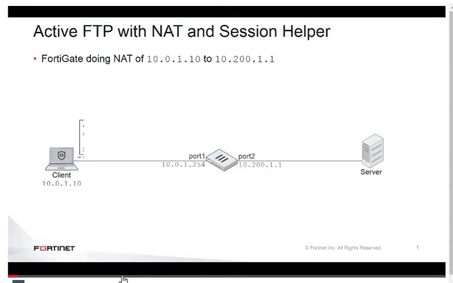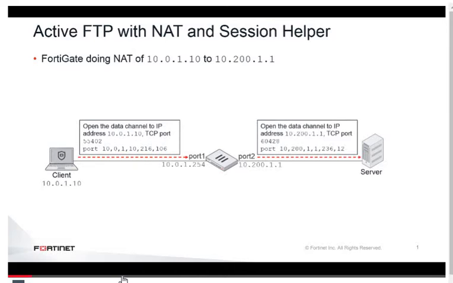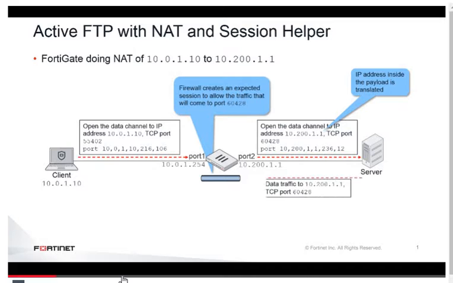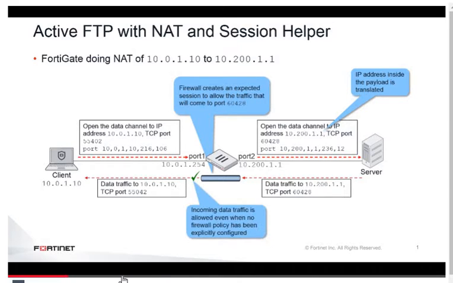The FTP session helper fixes this problem by replacing the router with a FortiGate device. The following describes what the FortiGate session helper does. When the packet with the FTP port command arrives at FortiGate, FortiGate not only translates the source IP address in the IP header, the session helper also translates the IP address inside the FTP port command.